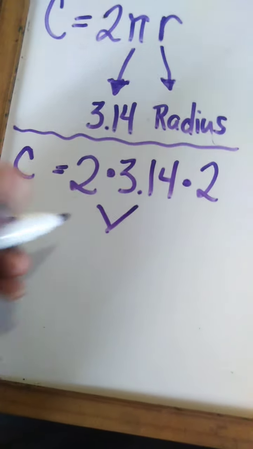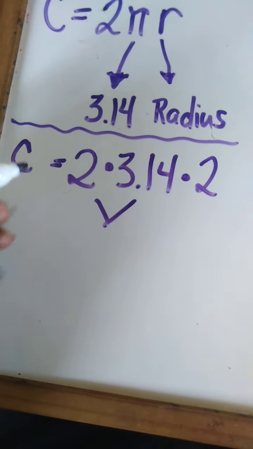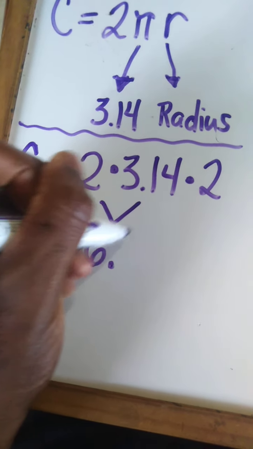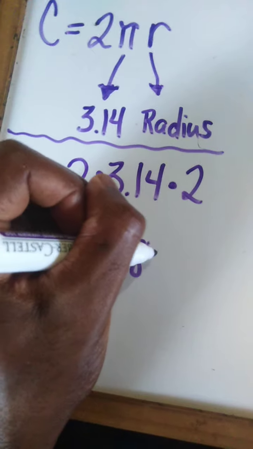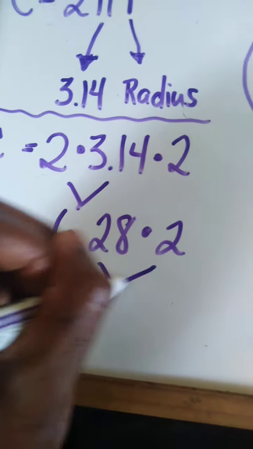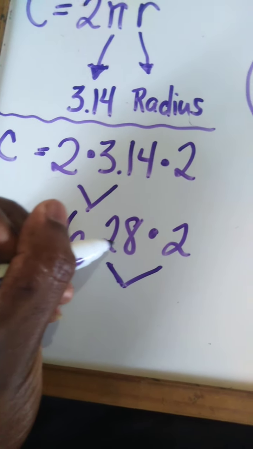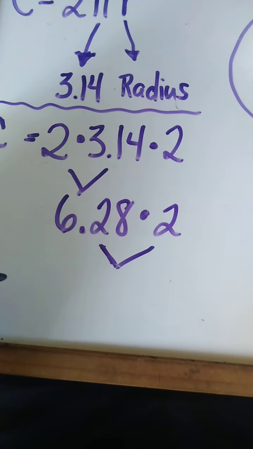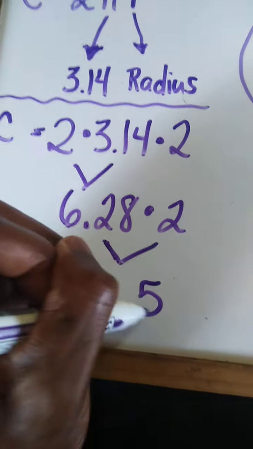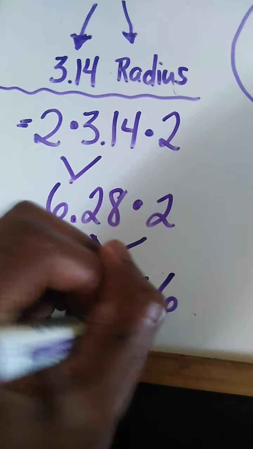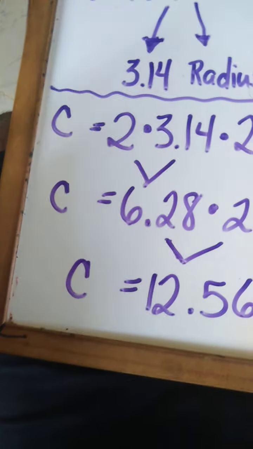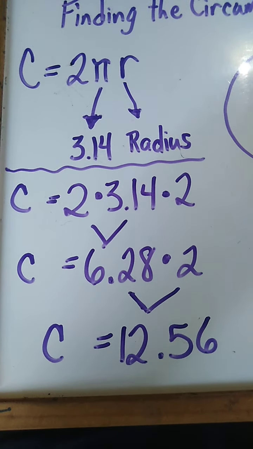You're going to go 2 times 3.14, which is going to give you 6.28. And then you're going to bring down the times 2. And then you're going to multiply 6.28 times 2, which is going to give you 12.56. And I'm just going to bring the C, which is the circumference, down. And that's how you find the circumference.